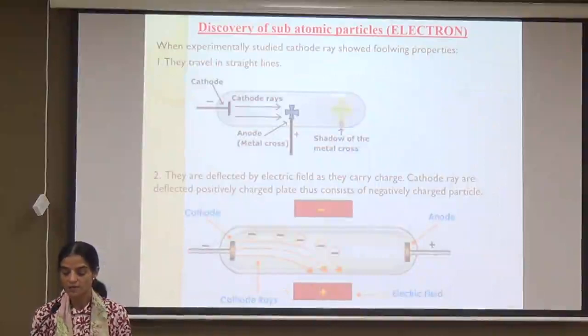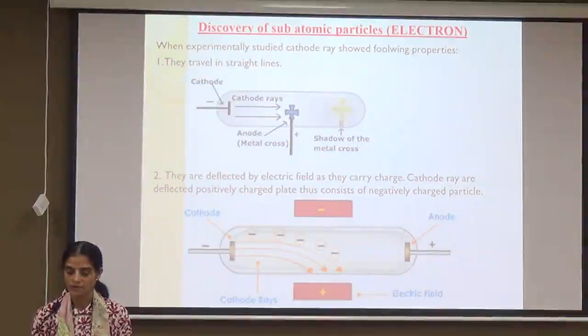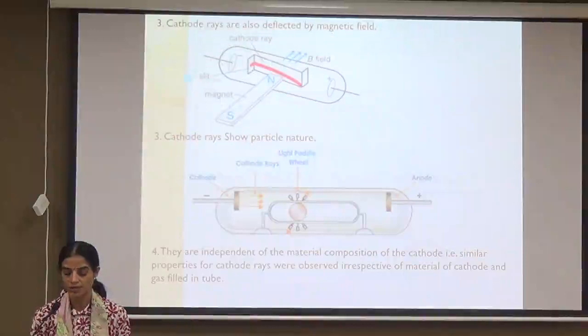When experimentally studied, cathode rays showed the following properties. They travel in straight lines as shown in this figure. They are deflected by electric field as they carry charge. Cathode rays are deflected by positively charged plate and thus consist of negatively charged particles which were actually called electrons. Cathode rays are also deflected by magnetic field.